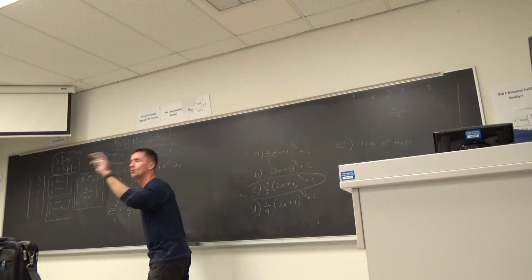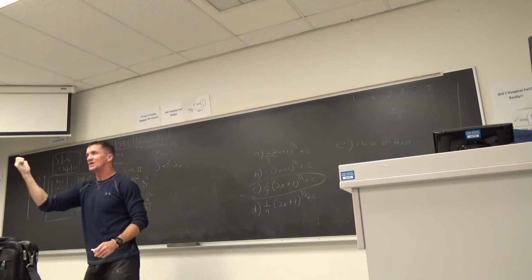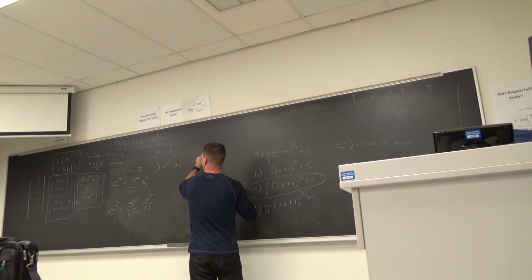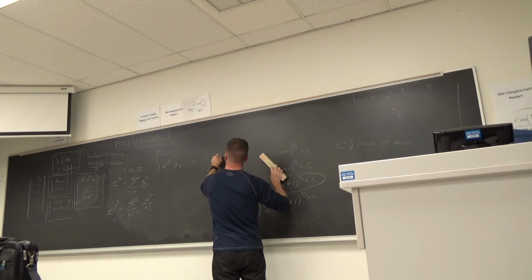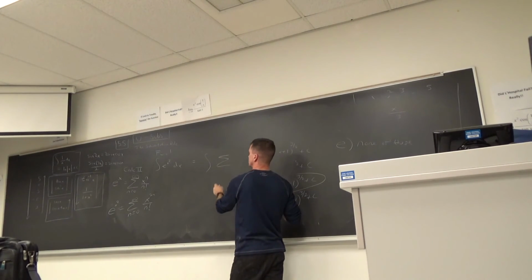Because the U sub didn't work. Your other techniques won't work. Let's put this in there. So watch this. I'm telling you, you're going to love Calc 2. So now what's this? N equals what? 0 to infinity. X to the 2n over what?